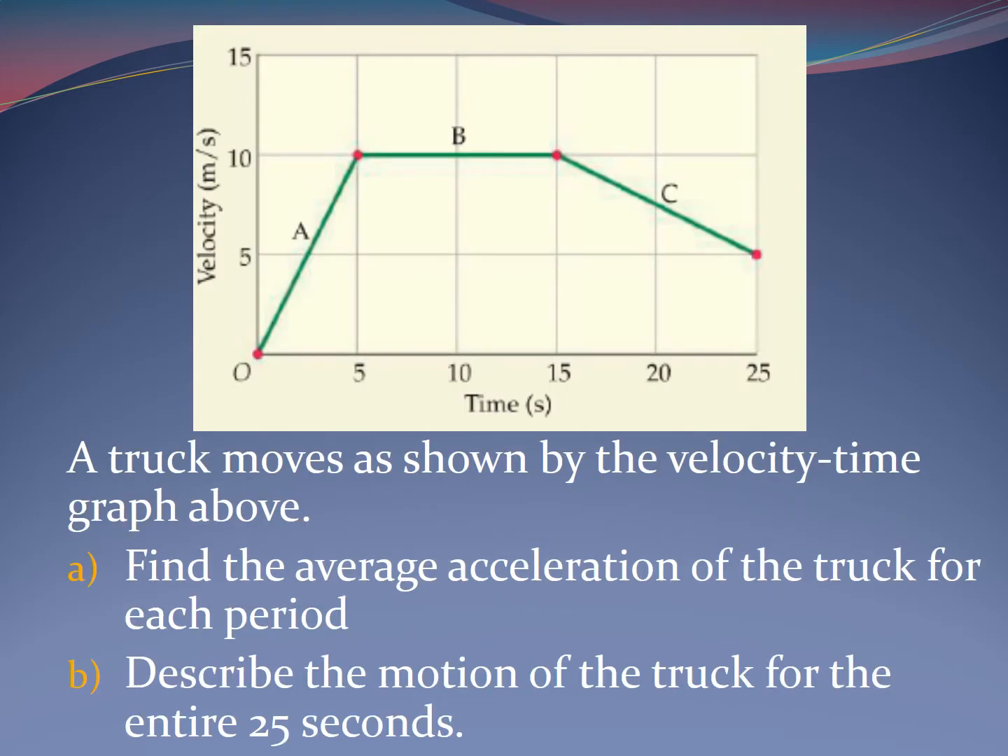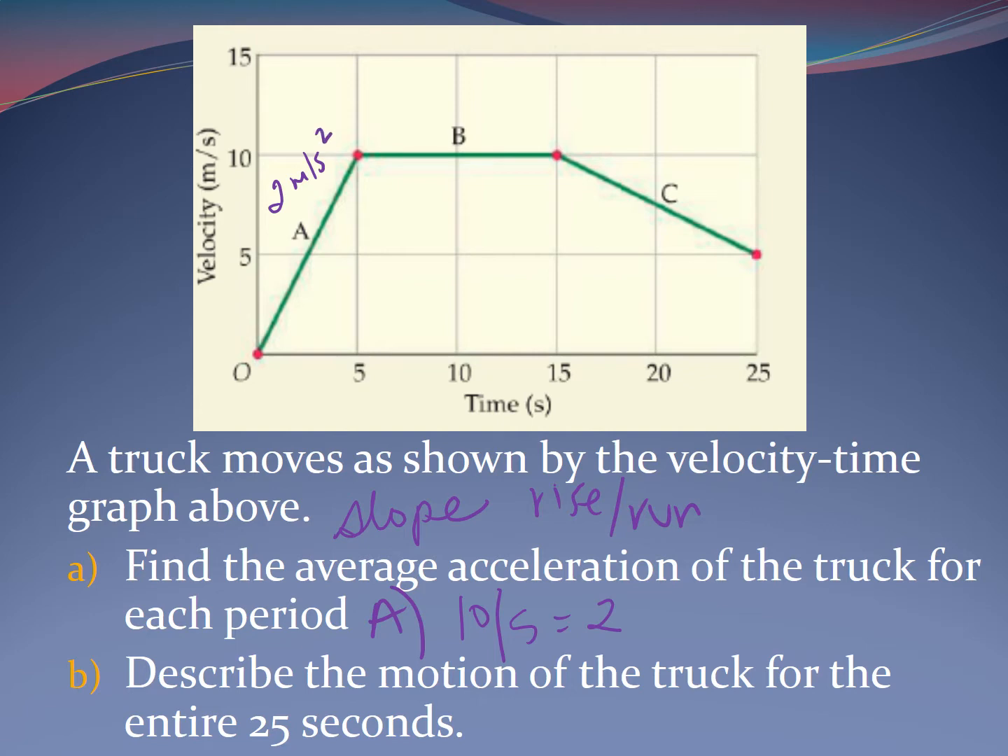Let's say a truck moves as shown by the velocity time graph. Find the average acceleration of the truck for each period. Okay, so let's start with A. In order to find acceleration with a velocity time graph, all I have to do is find the slope. So slope is rise over run. At point A, my rise is 10. So 10 divided by 5, which is 2. So here at A is 2 meters per second squared.